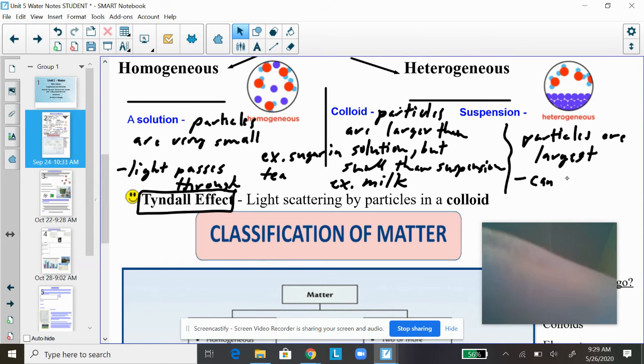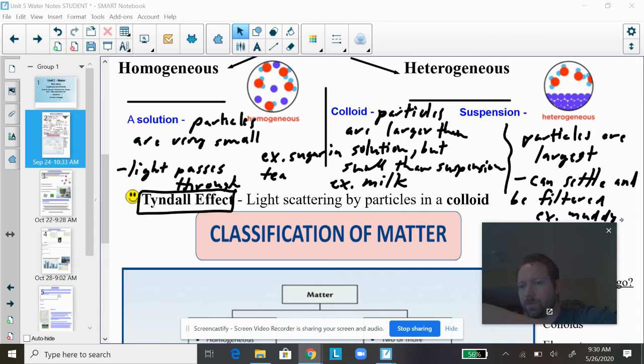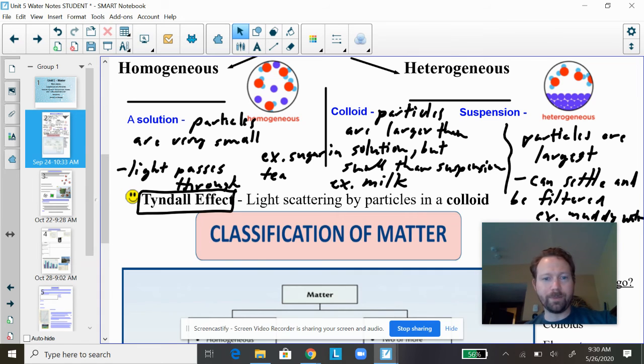And usually with that, you also have settling that can happen, where if you leave that suspension alone, you'll start to see different layers filtering out physically without you having to physically strain it. An example is muddy water. It says muddy water there.